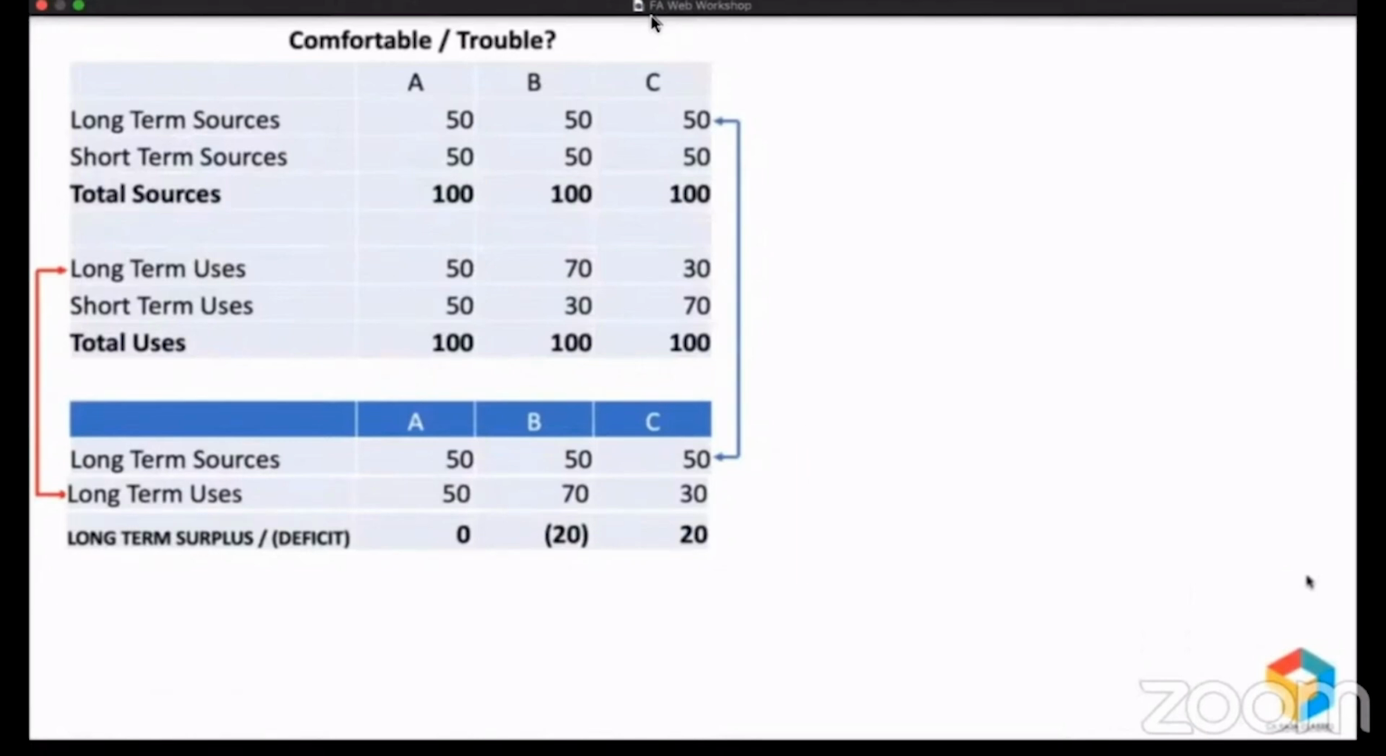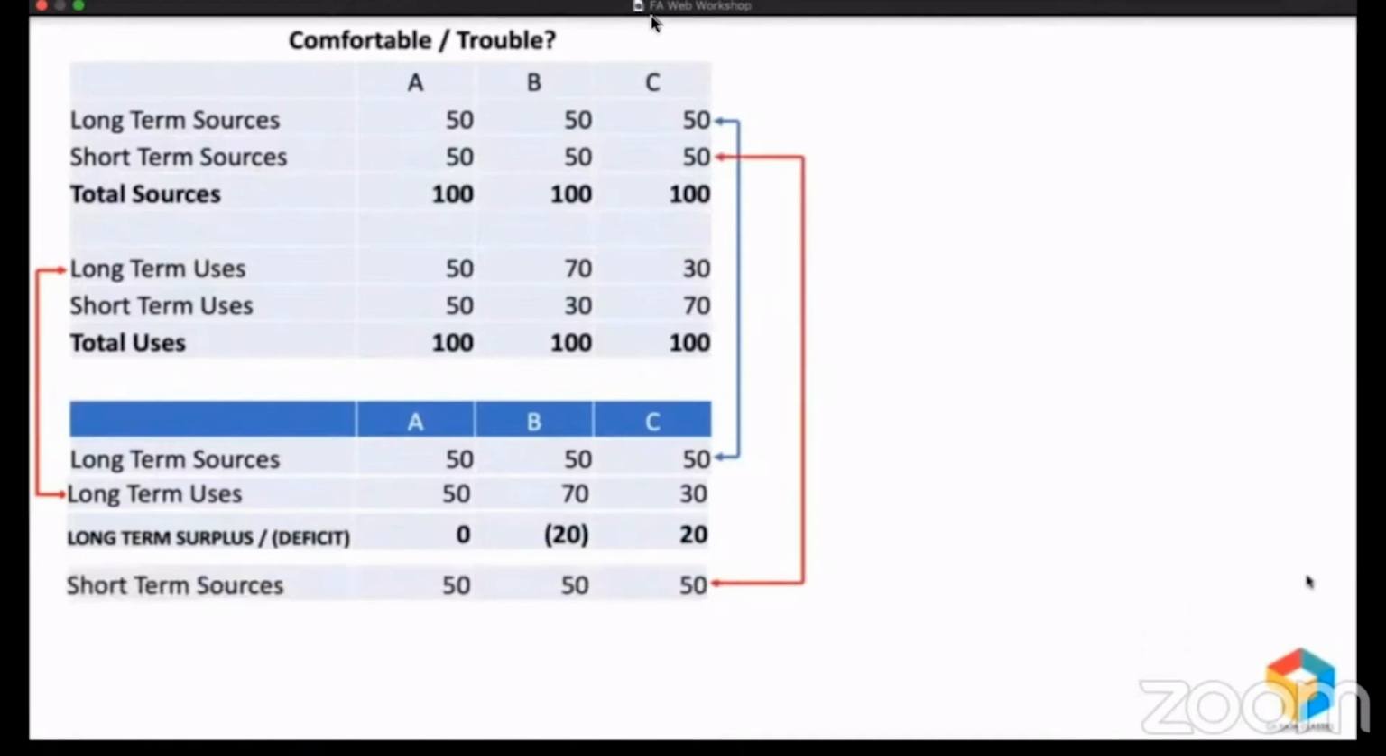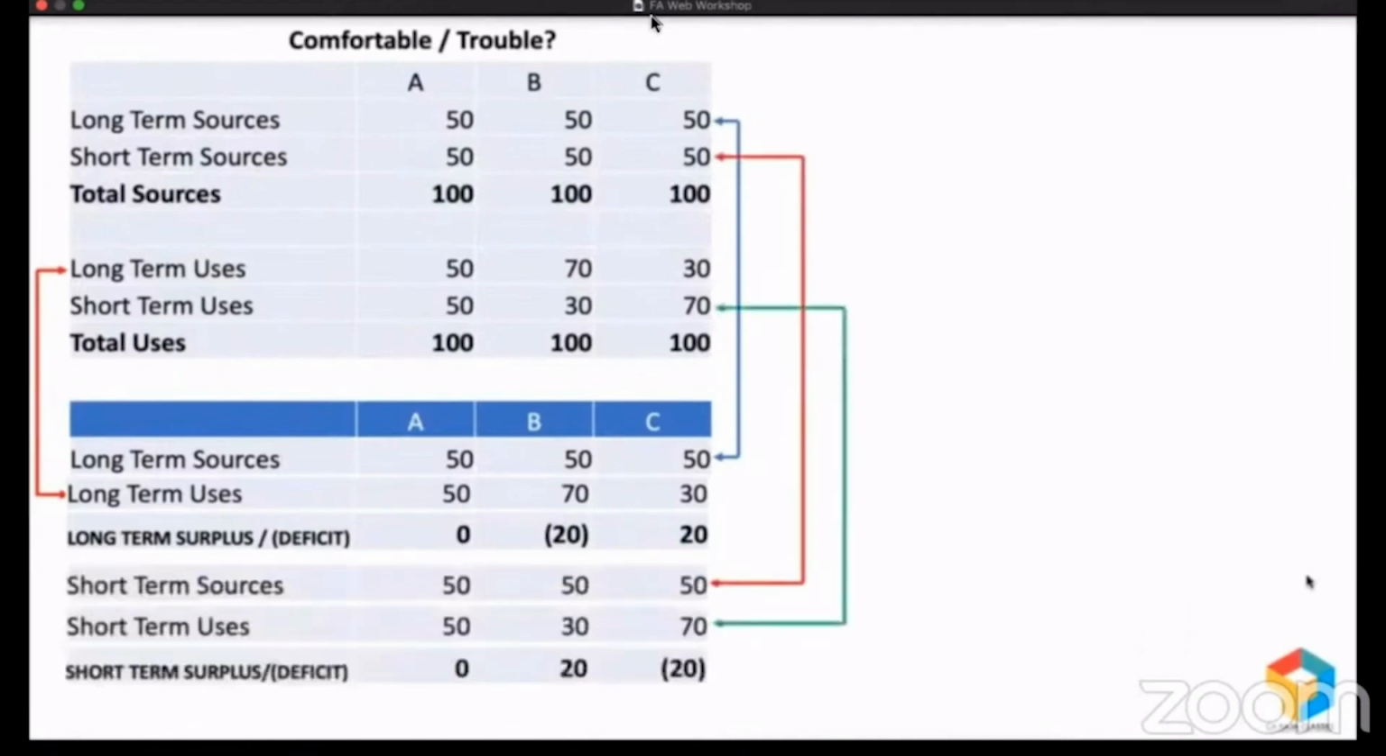And now let me take short-term sources. I'll compare that with short-term uses and let's see what is the position. For company A, obviously no surplus, no deficit. But company B, they raised a short-term fund of 50 and used only 30, they had a surplus of 20. And company C, they raised only 50, they've used 70, they had a deficit. So it might look like company C is in trouble because they had a deficit and company B is comfortable because they had a surplus, but that's not the understanding.